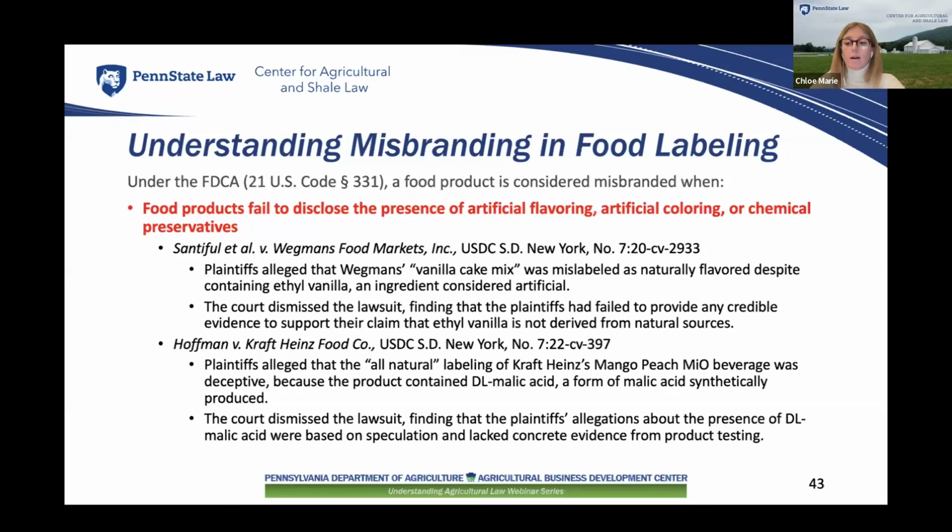Similarly, in the second case, the plaintiff alleged that the all-natural labeling of a mango peach beverage was deceptive because it contained DL-malic acid, which is a form of malic acid that is often produced synthetically. So the federal district court dismissed the lawsuit, holding that the plaintiff's allegations about the presence of DL-malic acid were based on mere speculation, lacking any concrete evidence from product testing. So you see here that plaintiffs struggle to provide clear and convincing evidence to support their claims, and it may be due to the fact that there is not yet a definition of what a natural food product is.